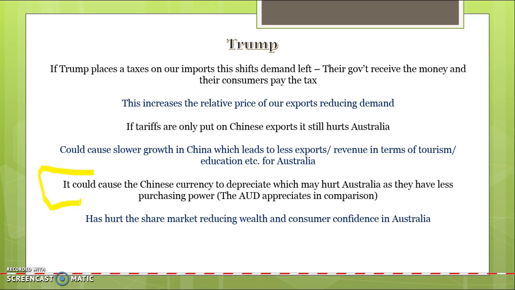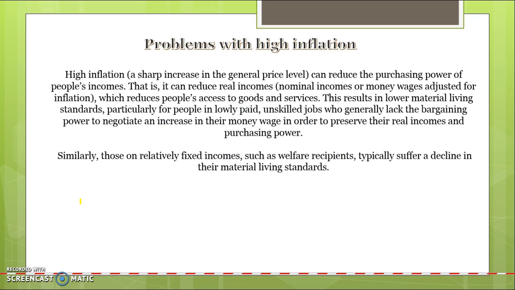It's also caused the share market to fall, which can have a negative impact on Australians' wealth and consumer confidence. So there's some relevant things. You might want to pause this slide and have a look at it in relation to what Trump could do to the economy, mainly linking it to the impact on China and the flow-on effects for Australia, including the impact of the Chinese currency falling, which would then appreciate the Australian dollar.